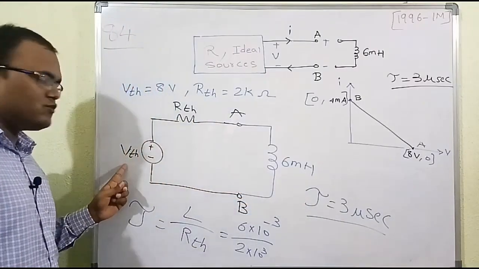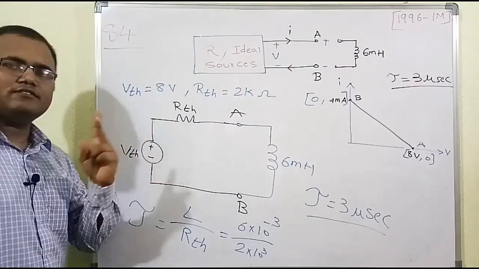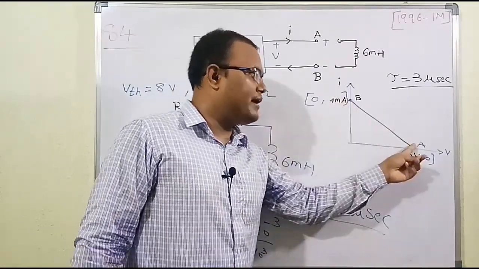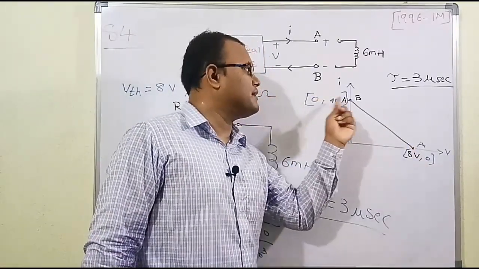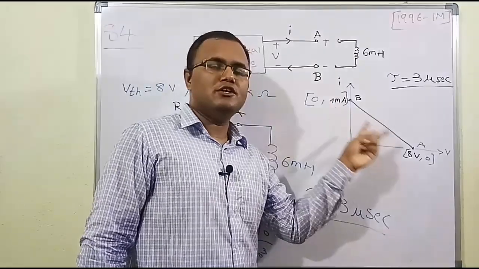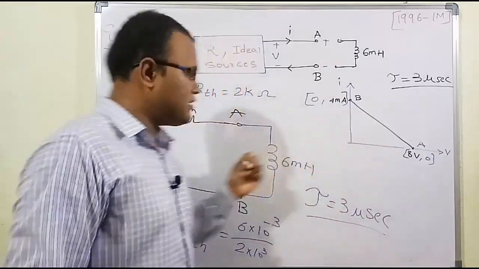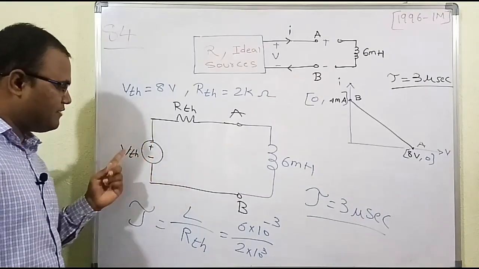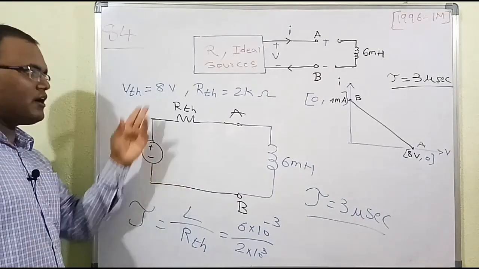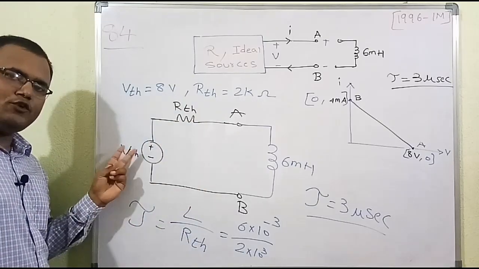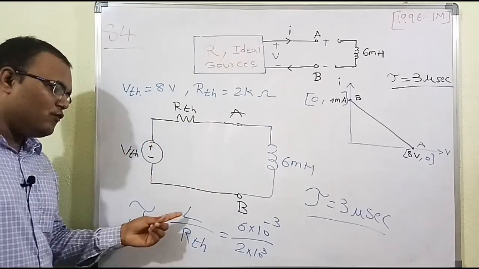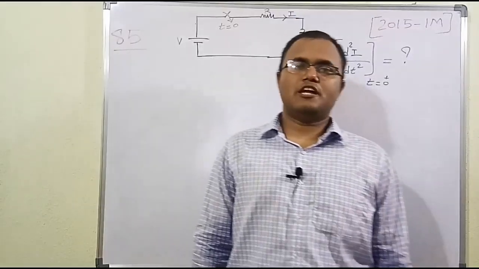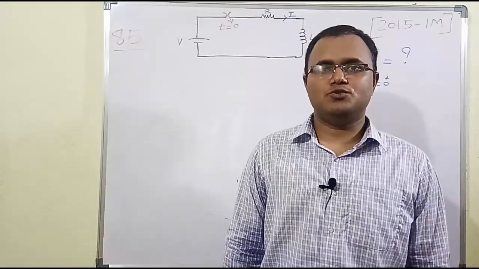To calculate the VTH and RTH, I have taken 2 points. Let me consider this as a point A and this as a point B. Point A is 8 volt comma 0 and point B is 0 comma 4 milliampere. By these two conditions, for this circuit which is a combination of VTH and RTH, I have figured out the VTH value and the RTH. Knowing these values, we easily calculate the L and R time constant of this whole circuit.